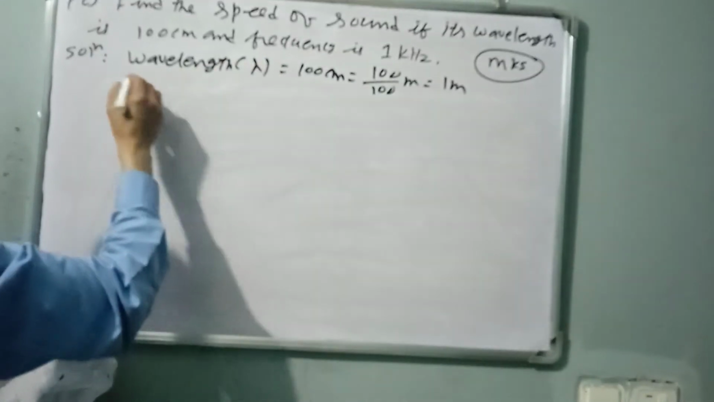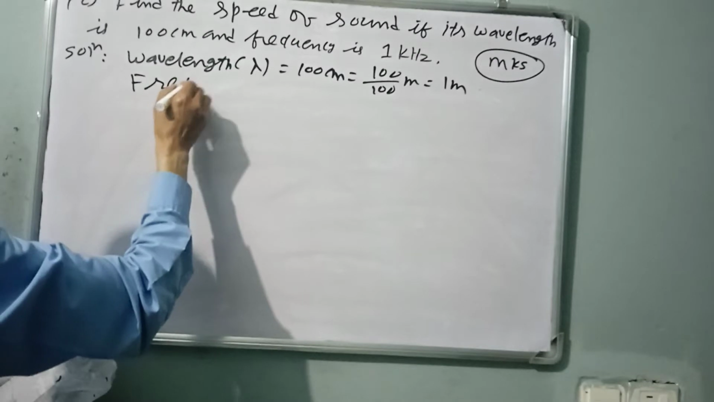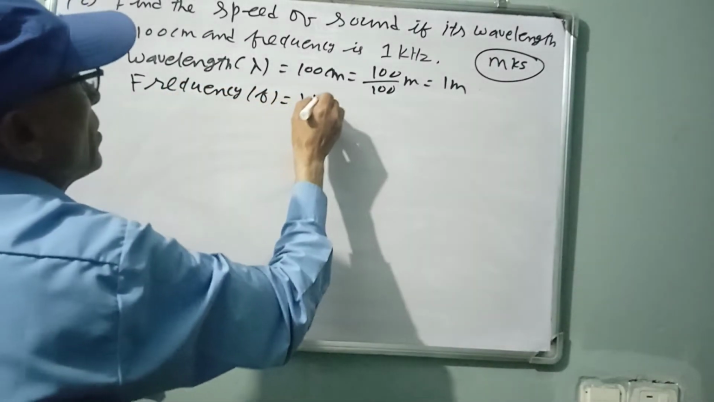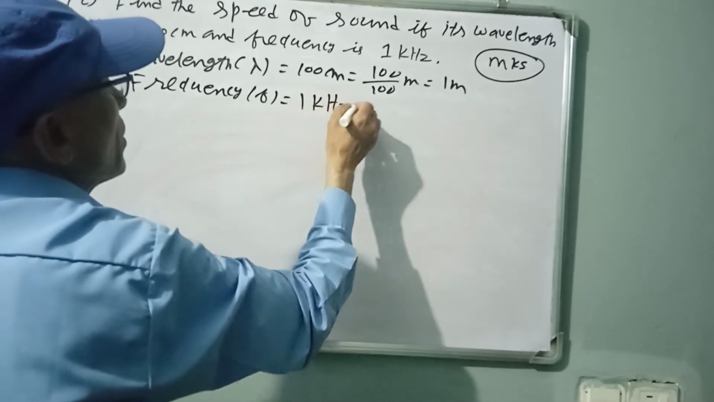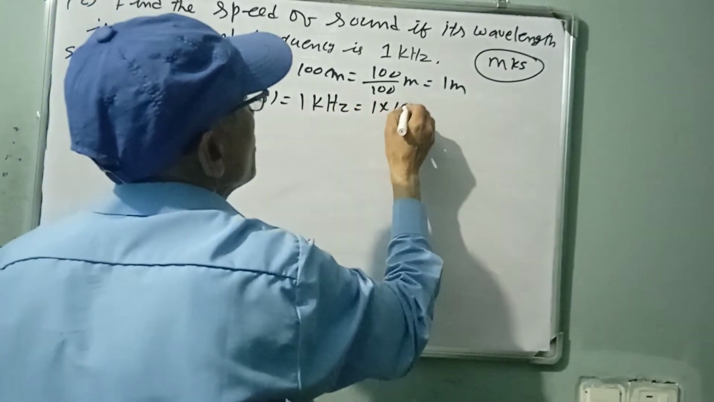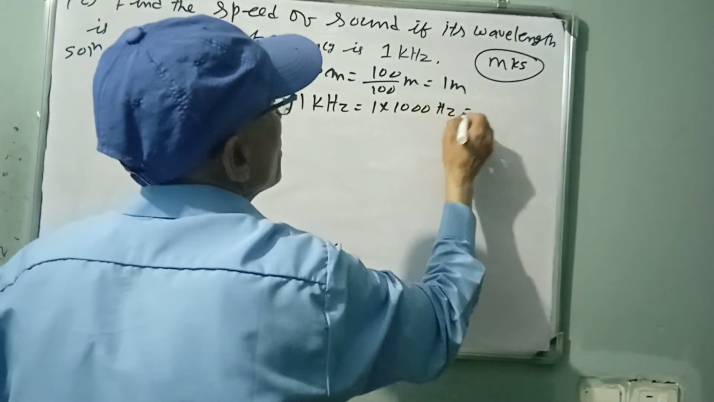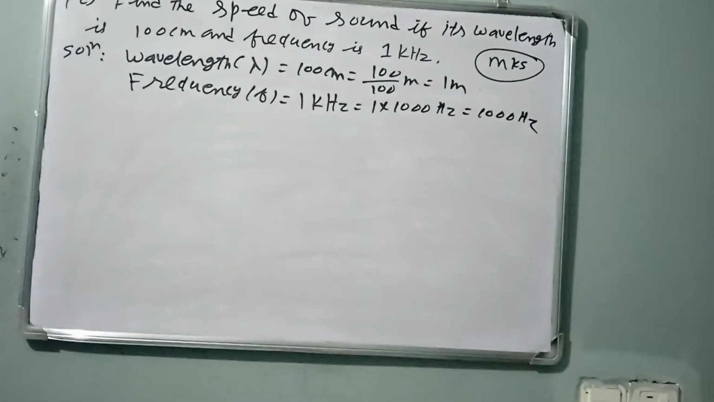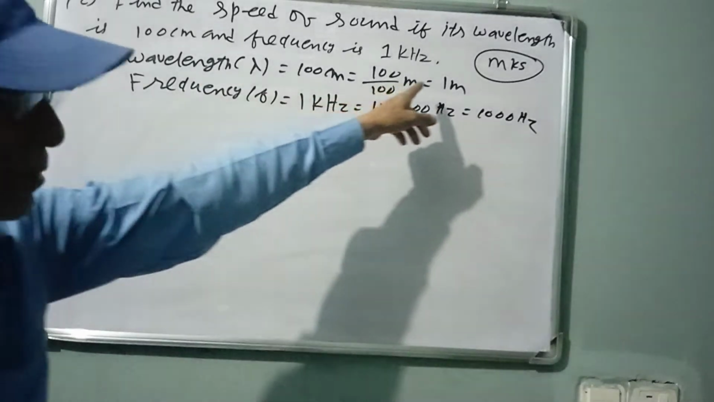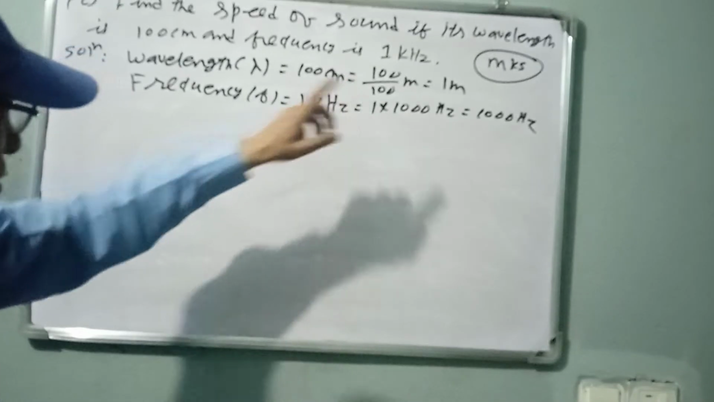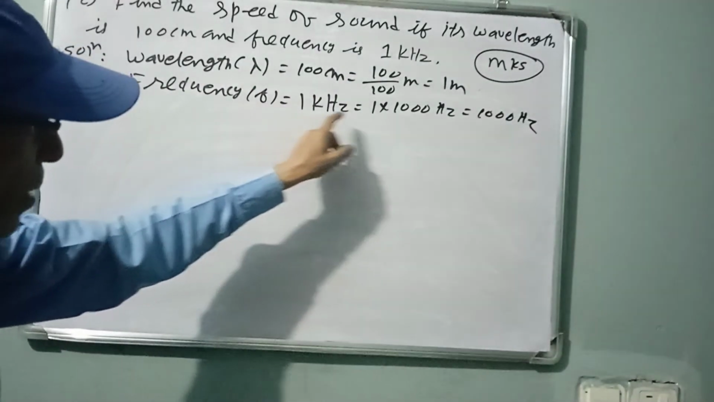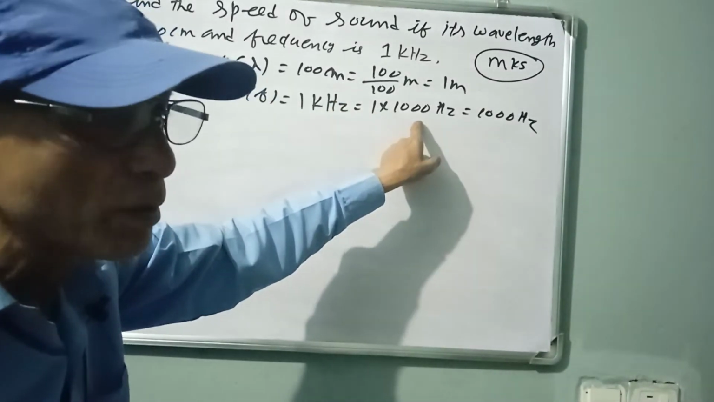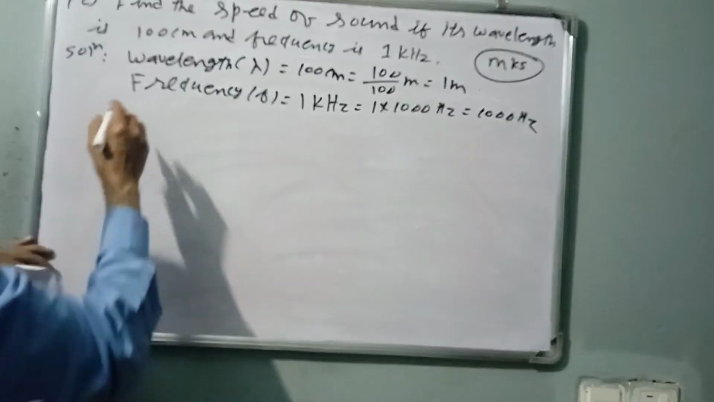Wavelength is given. Frequency is also given. Frequency f equals 1 kilohertz, which is 1 into 1000 hertz, 1000 hertz. Wavelength lambda, centimeter change into meter, divide by 100. Frequency, kilohertz into 1000. If there is megahertz, 10 to the power 6, 10 lakh.